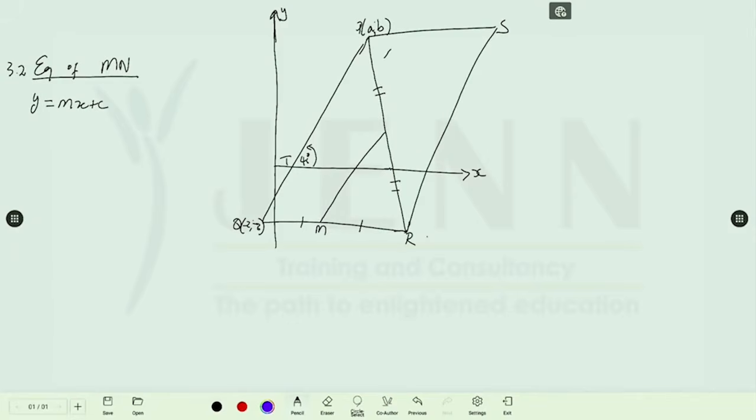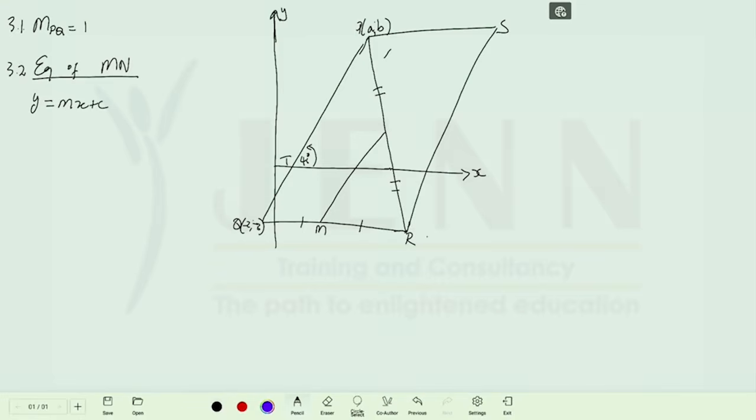Okay. So from 3.1, we know that the gradient of PQ is equal to 1. We got it by using the angle of inclination. So to get the equation of MN, we need to go back to grade 10, when we were talking about the midpoint theorem.